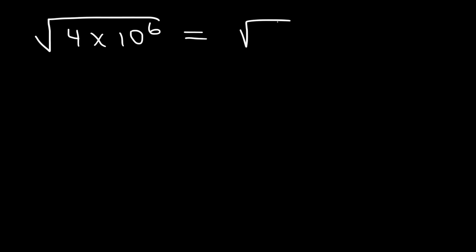Now let's say you want to find the square root of 4 times 10 to the 6. How can we do so if we're given a number in scientific notation? Well, first you want to separate it into two parts. The square root of 4 and the square root of 10 to the 6. The square root of 4 is 2.